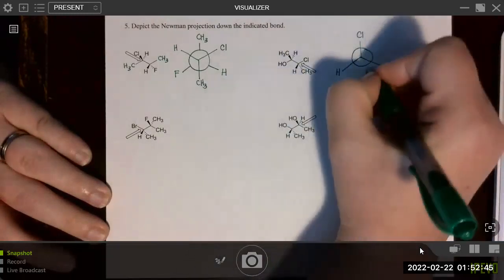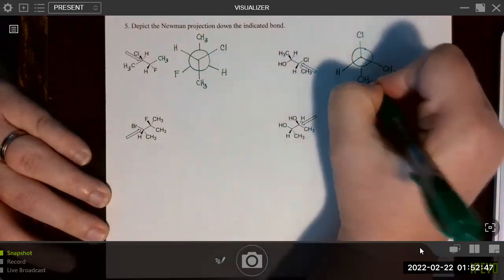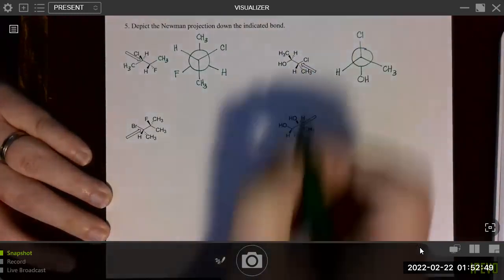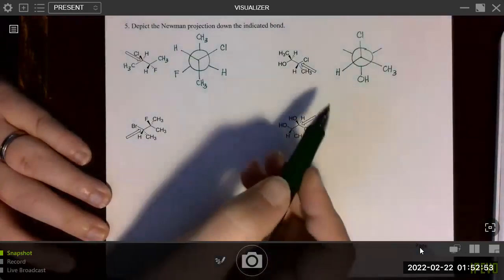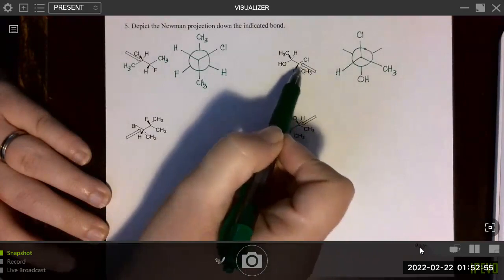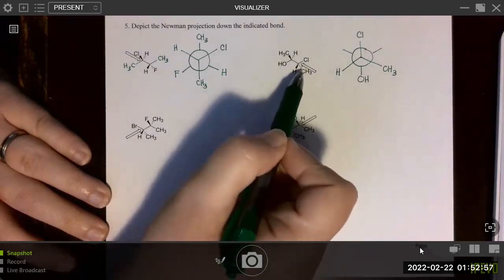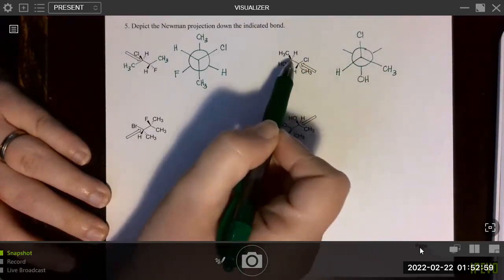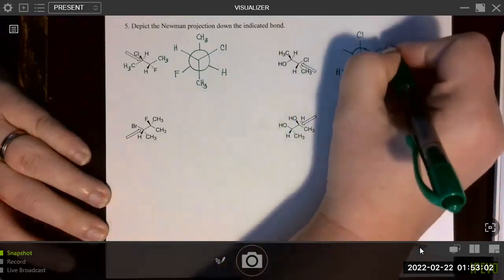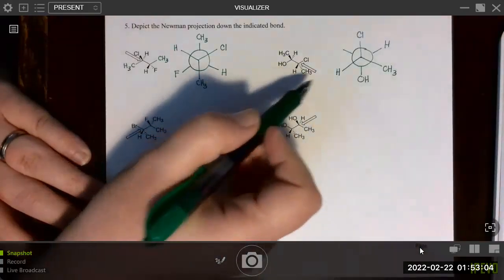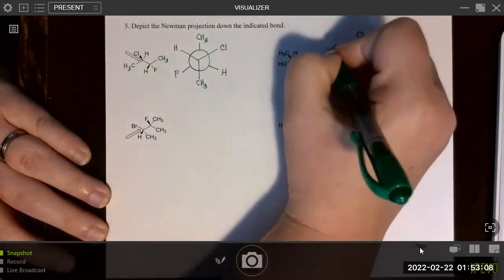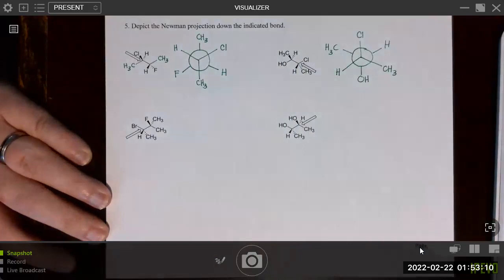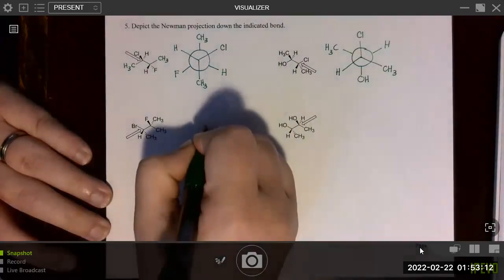And on the back carbon, there's an OH group pointed straight down. And there is a, right behind this methyl group, right, sort of to the right is a hydrogen. Right? And on the same side as this hydrogen is this methyl group. Okay, we'll keep going here.